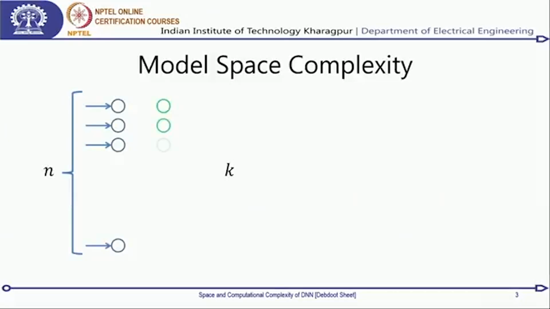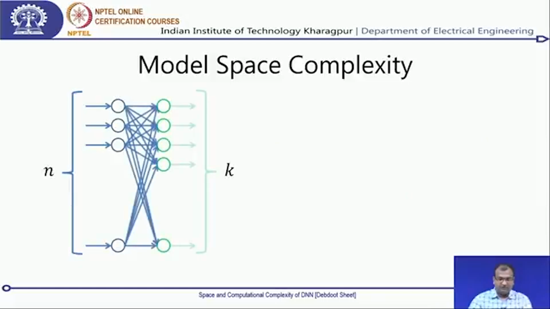Okay. Now, coming to the simplest point, what we had is n neurons connected to k neurons in a fully connected layer. This was the first one we had started with. Each of these output neurons has connections to each of the input neurons. That means there are n such weights connecting to each of these k.